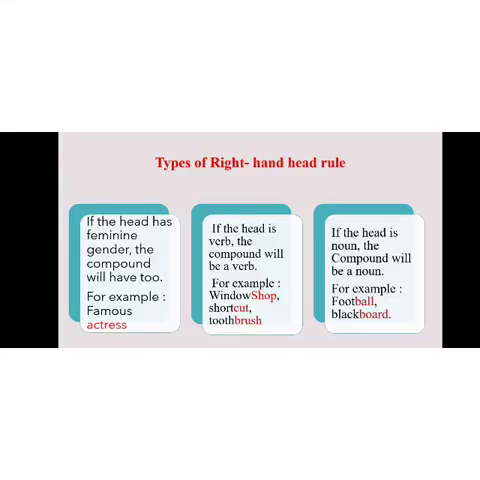The right-hand head rule has three types. The first, when the head has feminine gender, for example, famous actress. So actress shows feminine gender in it. And then if the head is a verb, for example, window shop, shortcut, toothbrush. So shop, cut, and brush are the head and act as the verb in it. And the last is if the head is a noun, the compound will be a noun too. For example, football. So ball is the head and is the noun in the compound.